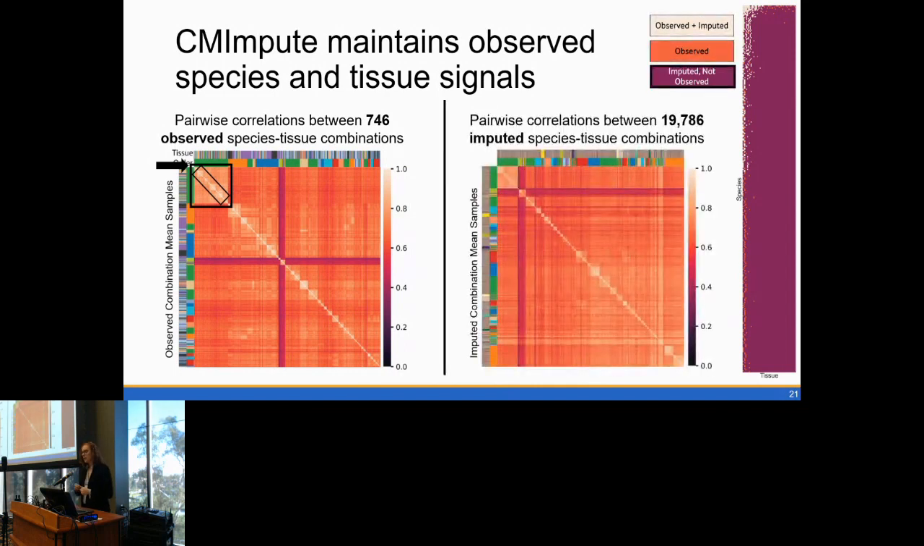We next look at the CM imputed species tissue combinations. While this covers a vastly different set of species and tissue combinations, so we can't directly compare to the observed, we still see these similar patterns of highly correlated block structures within phylogenetic order and within species, showing that we're still capturing similar signals to the observed, even if we can't compare directly.